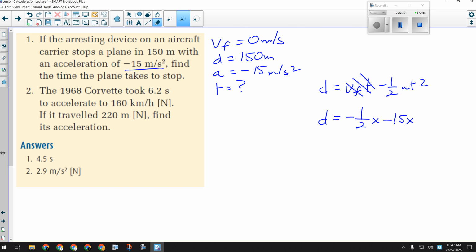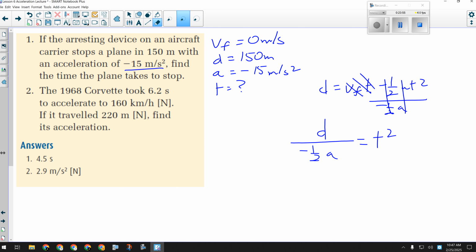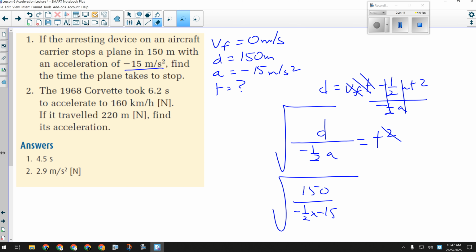Oh, no, sorry, I'm looking for T. Then I've got to solve for T. So I'm going to divide negative 1/2 and A over to the other side. What I'll have is D divided by negative 1/2 of A equals T squared. I don't want T squared, I want T, so I have to square root both sides. So that's going to be 150 meters divided by negative 1/2 times negative 15. That'll equal T.